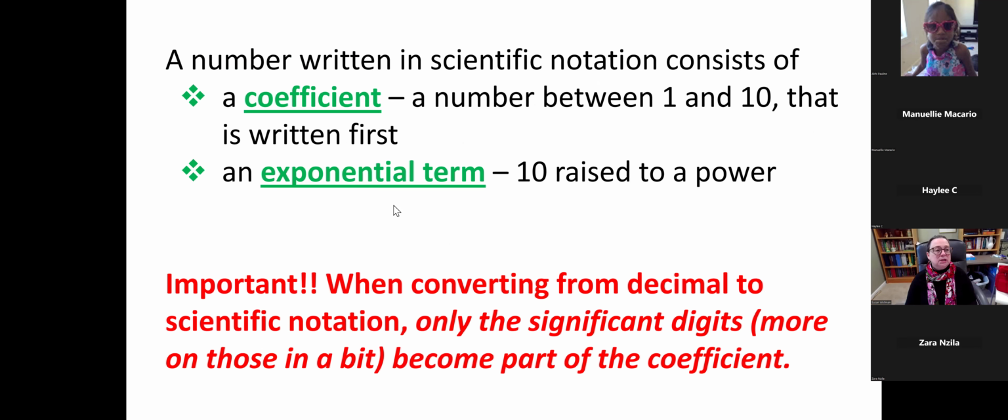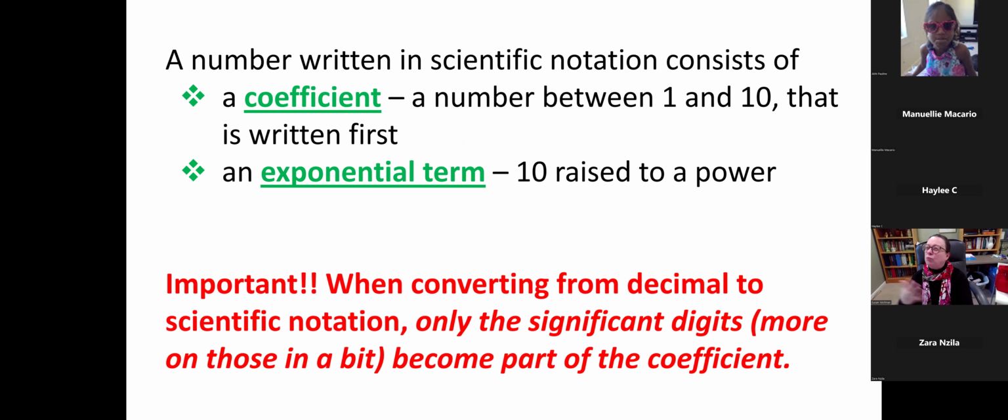So here's what's going on. When we have a number that we write in scientific notation, our math words for those different parts are the coefficient. That's our number between 1 and 10. That's what we write first. And then we have an exponential term. That's the times 10 to a power. Okay. That's what your scientific calculator is going to have a special button for. It's going to have a special button for times 10 raised to a power. So you don't have to type all that in all the time.